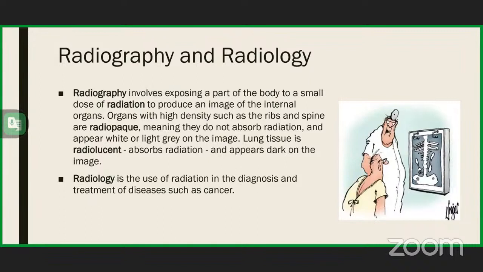Sure. Radiography involves exposing a part of the body to a small dose of radiation to produce an image of the internal organs. Organs with high density, such as the ribs and spine, are radiopaque, meaning they do not absorb radiation and appear white or light gray on an image. Lung tissue is radiolucent, absorbs radiation, and appears dark on the image. Radiology is the use of radiation in the diagnosis and treatment of diseases such as cancer.